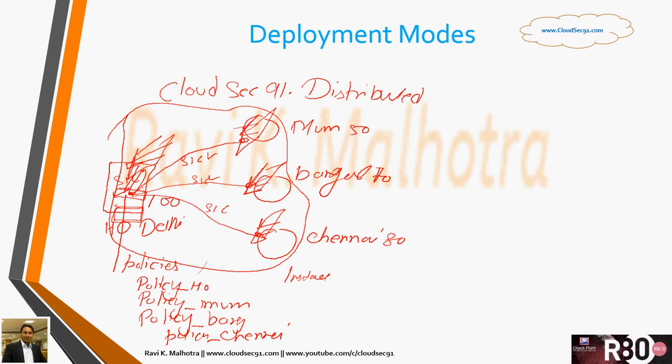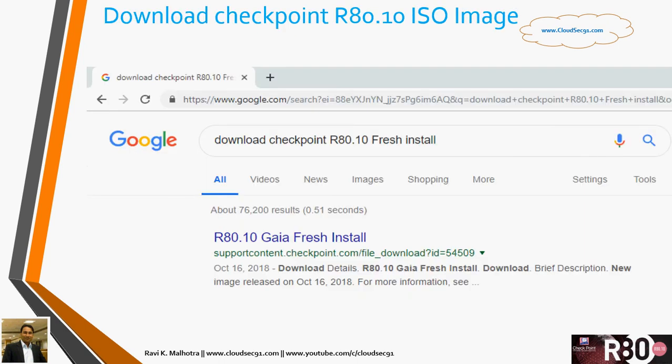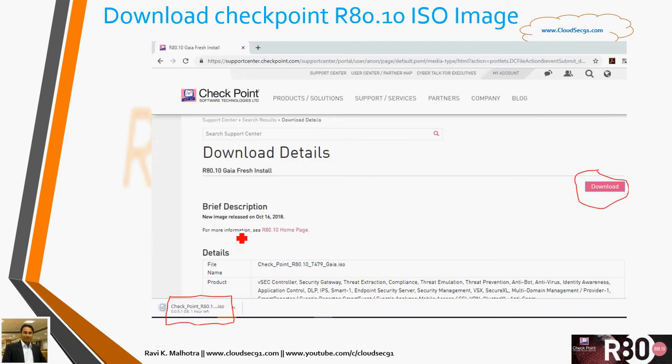Now let me tell you how you can download the Checkpoint R80 ISO image. It's very simple. You just need to open google.com and type exactly the same text. Just type download checkpoint R80.10 fresh install. You will get a result like this. Just click on that, and that's it. It will give you a big page. You just need to scroll down to the option where it gives you a download. So you can see over here, this was a snip of my own download session. The moment you click on download, the file gets downloaded on your local workstation.